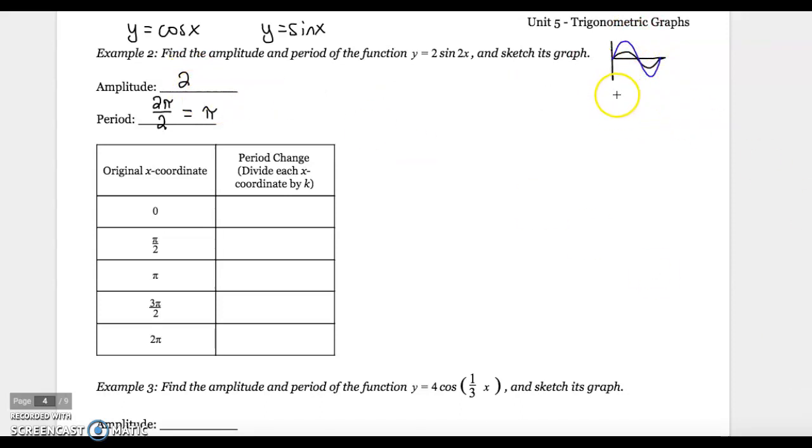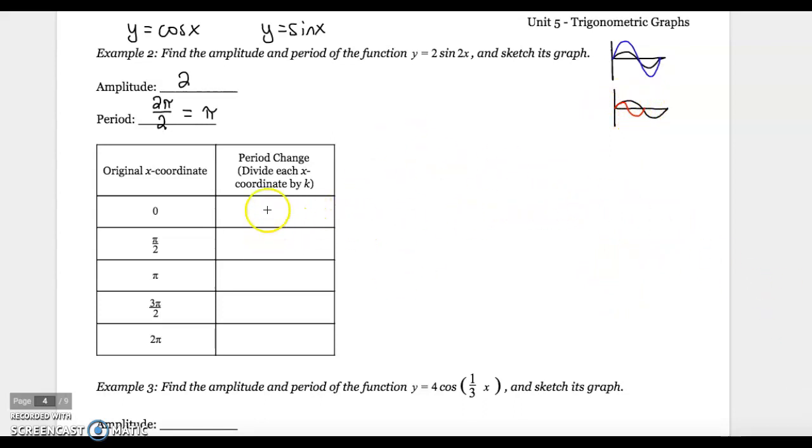And then our period change will take our normal sine function, which usually fits between 0 and 2 pi. So that's this length to here. The period change means that instead of fitting between 0 and 2 pi, it's now going to fit between 0 and pi. So I'm going to take this graph and it's going to fit in half of the distance instead. One wavelength is all of a sudden going to shrink so that it fits between 0 and pi instead.